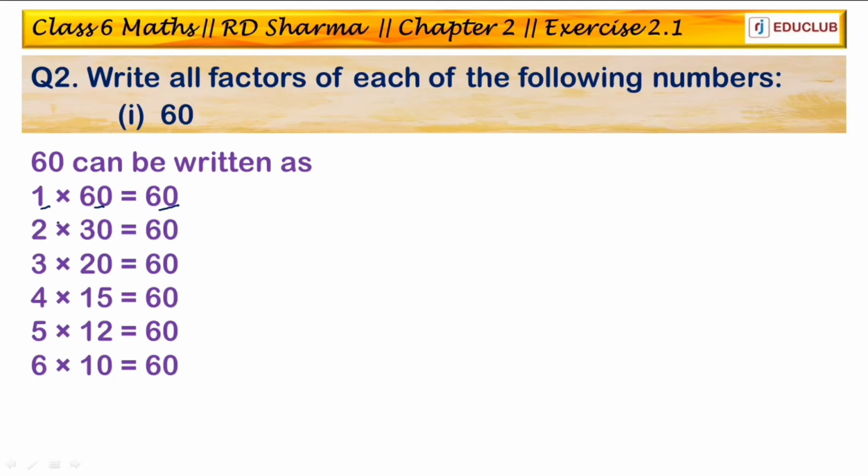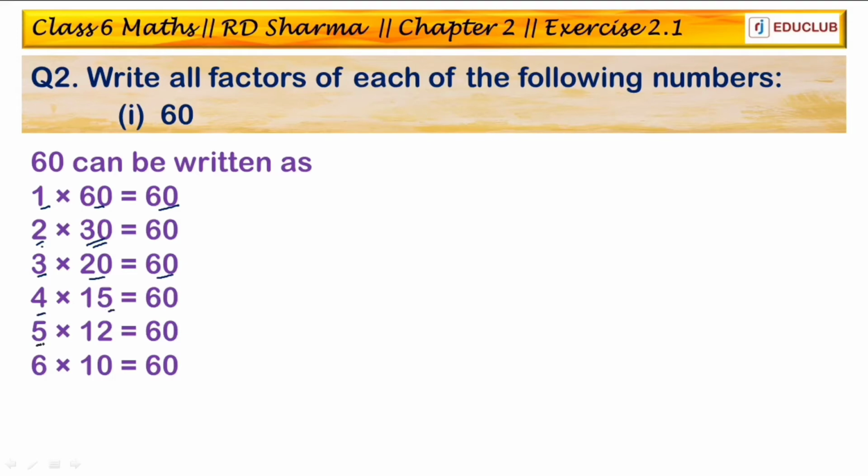Now we'll go with the next, 2. We can see 60 is a multiple of 2. 2 into 30 is 60, so I can write 2 into 30 is equal to 60. Similarly, go to the next number 3. Yes, can we multiply it with any number to get 60? Yes, 3 with 20 we can multiply, we can get 60. 3 into 20 is 60. Similarly, 4 into 15 is 60.